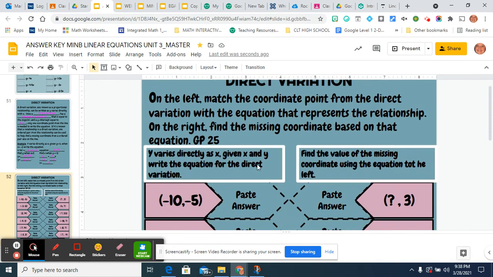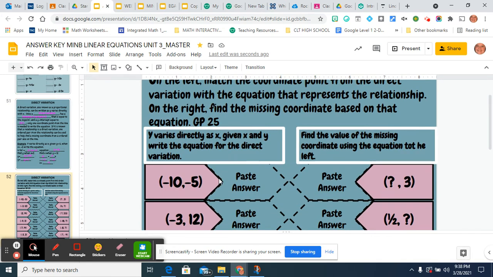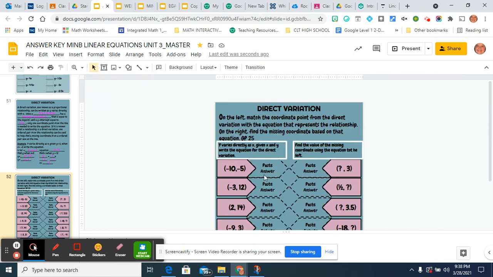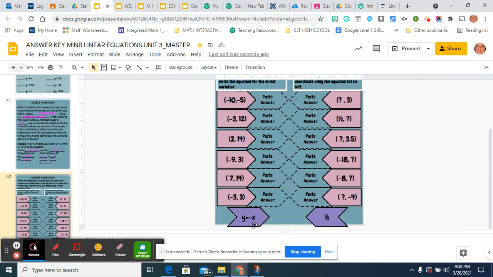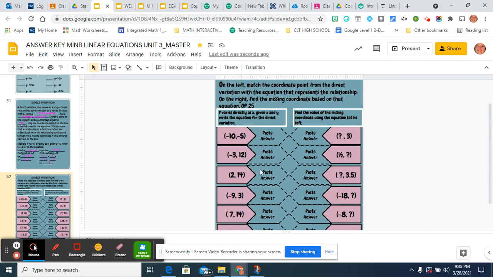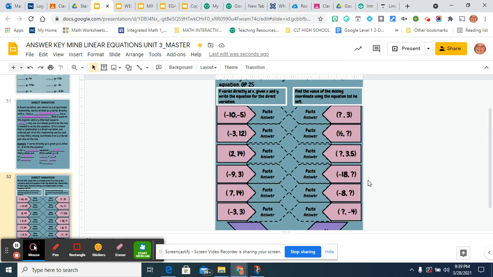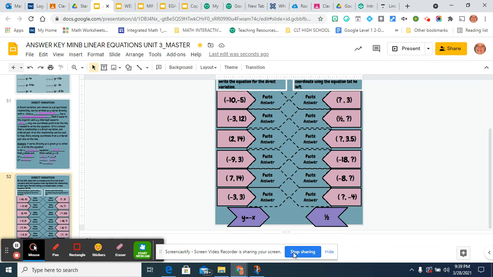Okay, so what you need to do today, we're giving you a point that's on a direct variation, and you need to determine the equation that goes with it. I'm going to go back out so you can see down at the bottom we have equations here. So you need to match them with their coordinate point. Once you've done that, you need to find the missing coordinate for that direct variation. So here they've given you a y of 3. What must the x be if it's from this direct variation? And that is our practice for today.